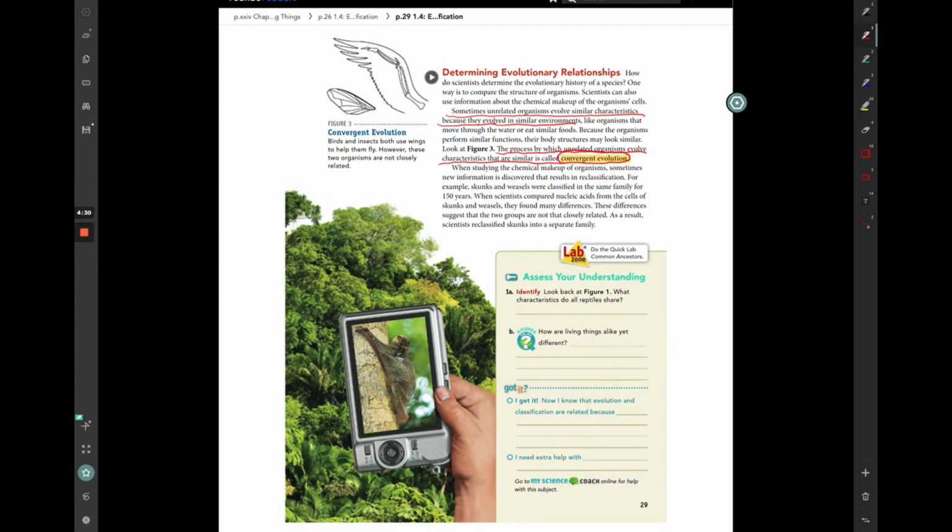So in that branching tree diagram that we looked at, those were related organisms that evolved over time. In convergent evolution, we're basically just saying that yes, they have similar characteristics. They're not necessarily related. They just evolved in a similar environment. Kind of like whales and fish. They're not super closely related evolutionarily, but since they evolved in water and in similar environments, they show similar characteristics.